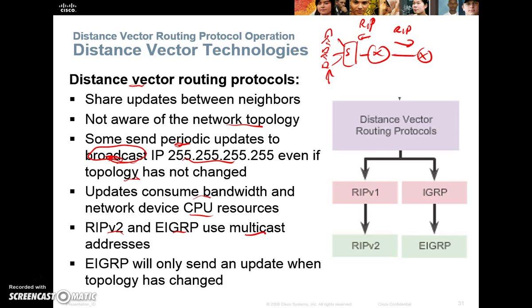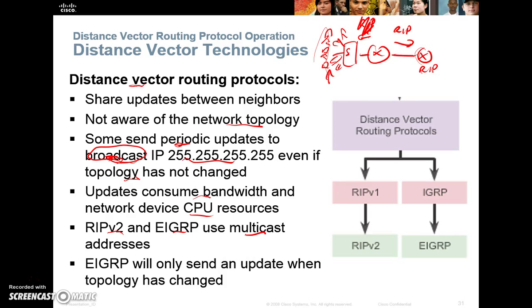And these updates are sent every 30 seconds. So the update will be sent to all the PCs, which consumes bandwidth and also the CPU of the PCs, because they need to read the packet and discard it. Compared to RIP version 2 and EIGRP, because they use a multicast address, the RIP packet will not be sent to the PCs. It is only sent to the RIP routers, because only the RIP routers belong to the multicast address for RIP. So this will save you bandwidth and also CPU.